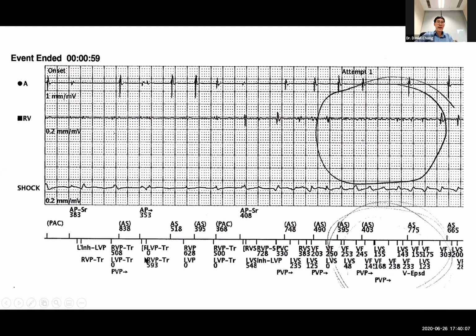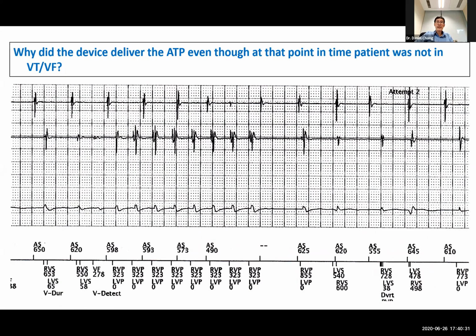So you can see that it's a CRT device because there's both LV and RV. And you can see that the patient has this episode of, I would say, non-sustained ventricular fibrillation or ventricular tachycardia. It's short, then after that it resolves. Towards the end, you can see that it's sort of resolved. And then, despite it being resolved, you can see that the device still delivered 8 beats of anti-tachycardia pacing over here. So these are the 8 beats of anti-tachycardia pacing.